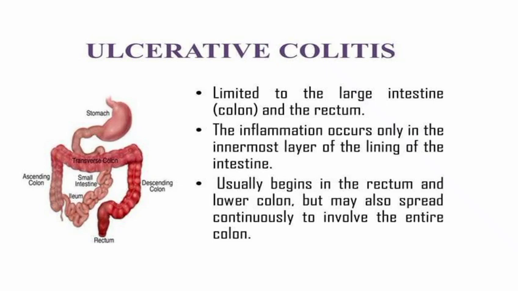When ulcerative colitis is not treated in the beginning, it may spread and affect the entire colon. This is the structure of the colon: it starts from the ascending colon, then the transverse colon, the descending colon, and the rectum. So the last part is the rectum. When the rectum gets affected by this inflammation, it passes to the descending colon, then moves to the transverse colon and ascending colon, so that the whole colon gets affected by the inflammation.